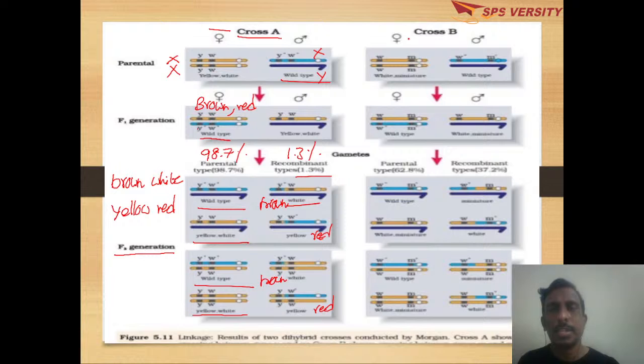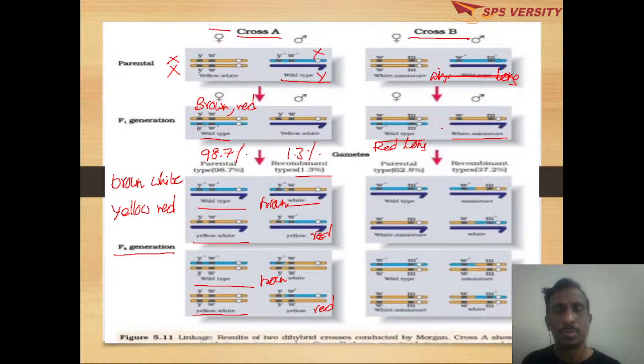He has performed cross B. In cross B, he has taken a female with white eyes and miniature wings, small wings, and red eyes, long wings, that is called the wild type. So this is mutant, this is called wild. When he crossed these two, that is white eyes, miniature wings with red eyes, long wings, he got a female that is wild type. Wild type means red eyes, long wings. And he got a male that is mutant, with white eyes and miniature wings.